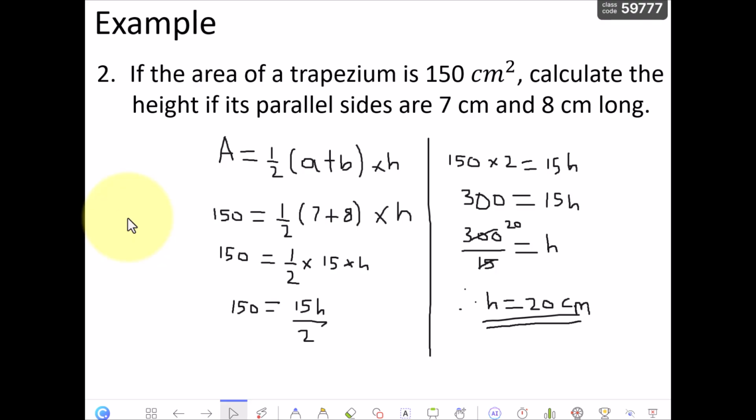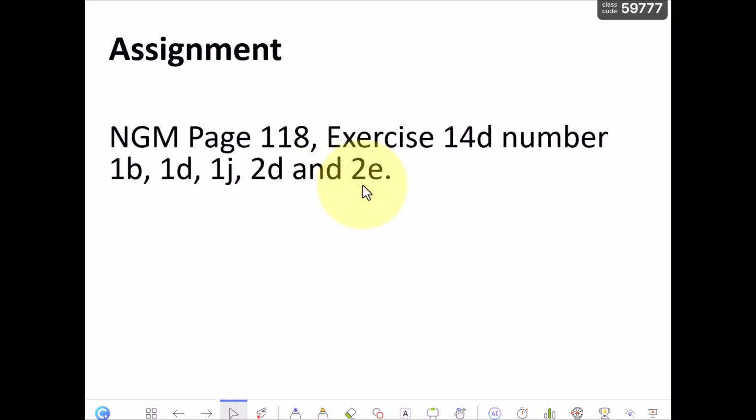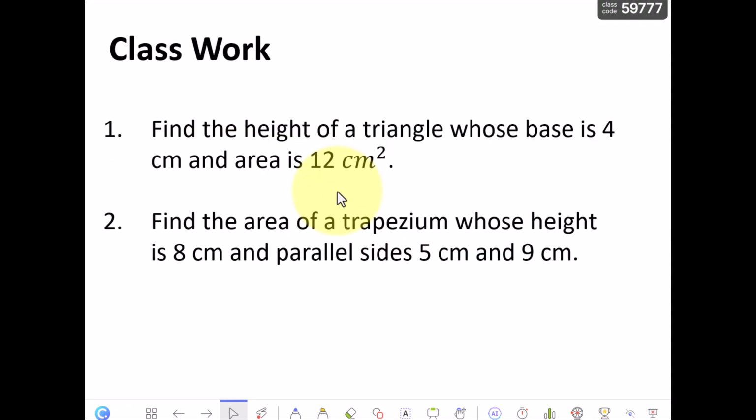So this is all for today's lesson. Do this classwork. I'm not doing the correction of this. Do the assignment. Go to your maths textbook and get page 118. Remember, this is the New General Maths textbook, not the Checkpoint one. So get the textbook, get the page, get the numbers. Exercise 14D, numbers 1B, 1D, 1J, 2D, and 2E. You will all see it in the textbook. Do the assignment, do the classwork. It will help you to understand the topic very well.